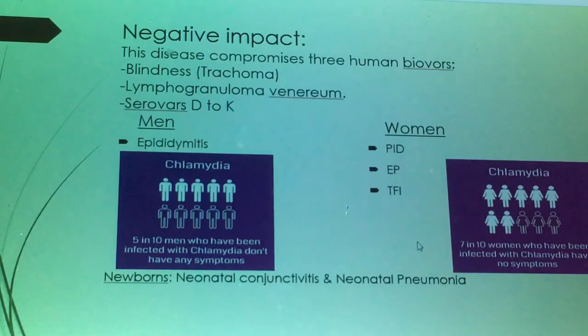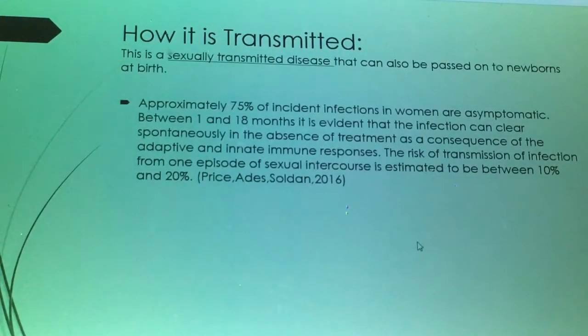Also, it affects newborns, which is seen in neonatal conjunctivitis and neonatal pneumonia, which is an important reason why parents need to be screened so their offspring does not have to live life undiagnosed with chlamydia. Next, how it's transmitted. This is a sexually transmitted disease, and it can also be passed to newborns at birth.